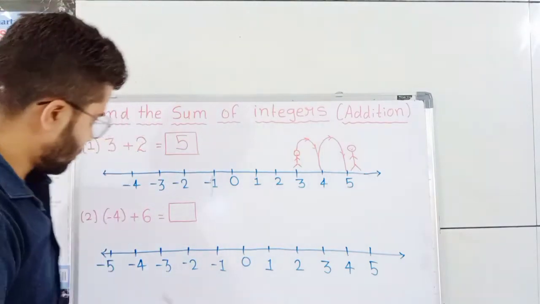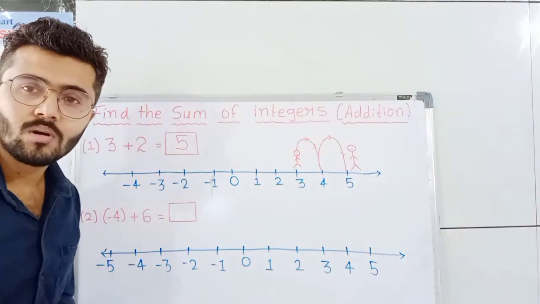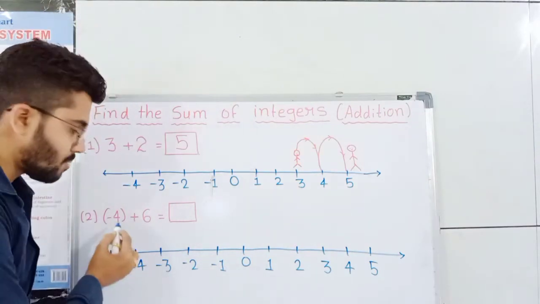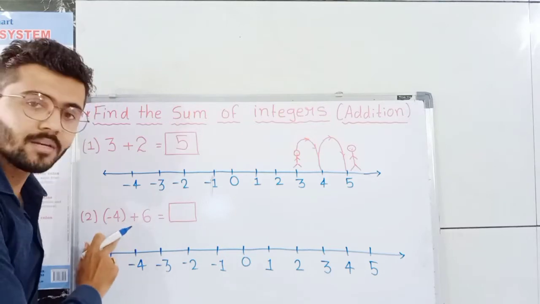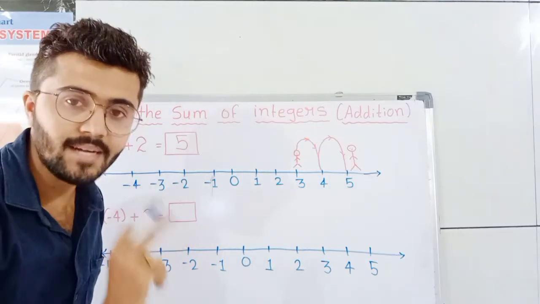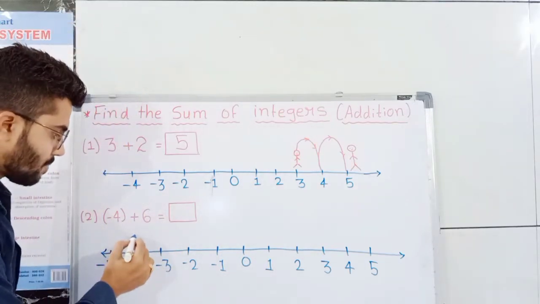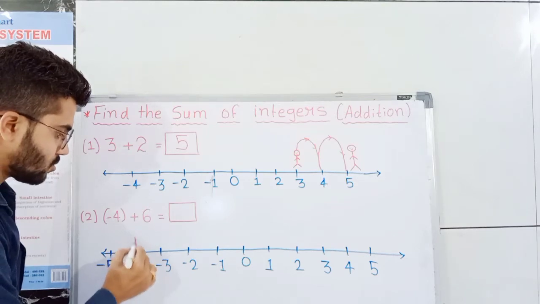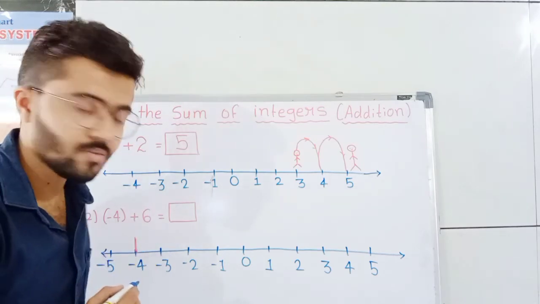Now the next question is -4 plus 6. It means where are we standing? -4. We are standing at -4. So where is -4? Here. Yes. So we are standing on -4.